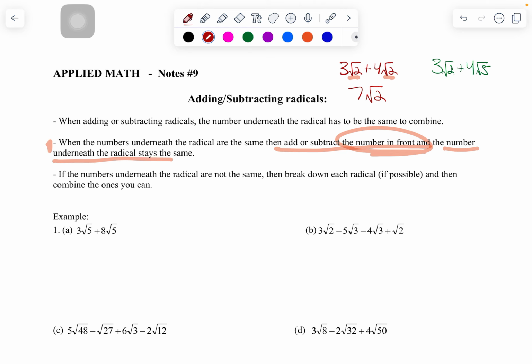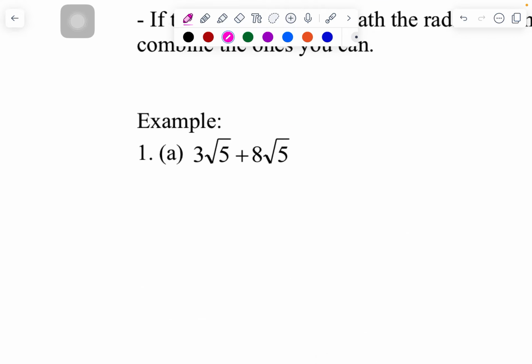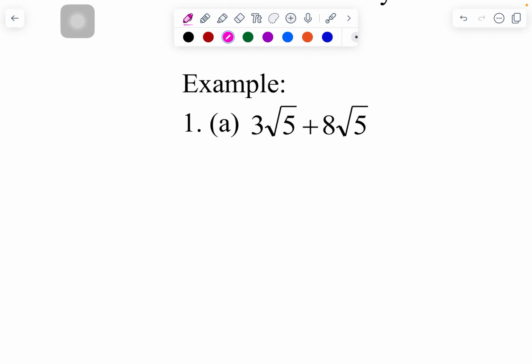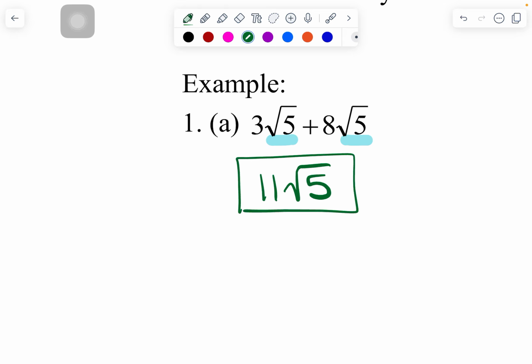We're going to do problem number 1 here, all the bits, parts, and pieces, because there's 4 little parts here. Some of them are going to be a little bit quicker because the radicals are already simplified. Some of them not so much. So part A here, if I look at my radicals, I have a root 5 and a root 5. I can absolutely combine that. So my answer is going to have a root 5 in it. What I need to do, though, is add the 3 plus the 8. So 3 plus 8 makes 11, and that is 11 root 5. Part A is done. Nothing else. I cannot break up a root 5.